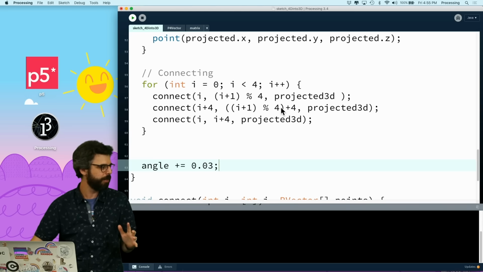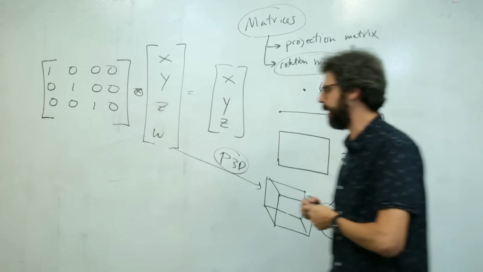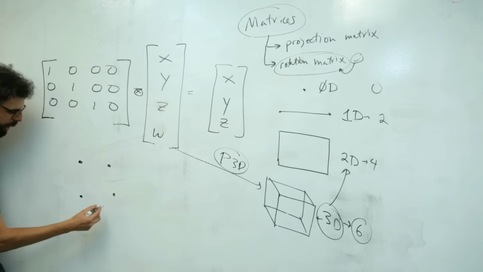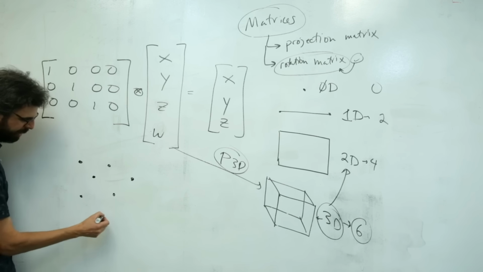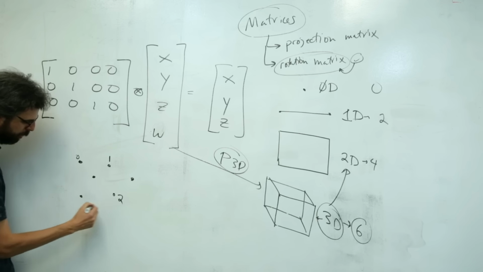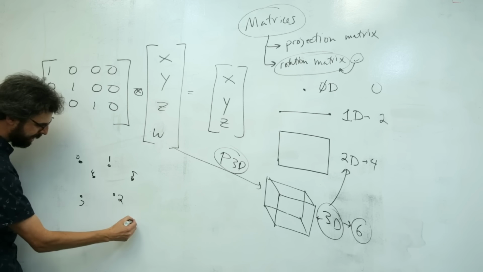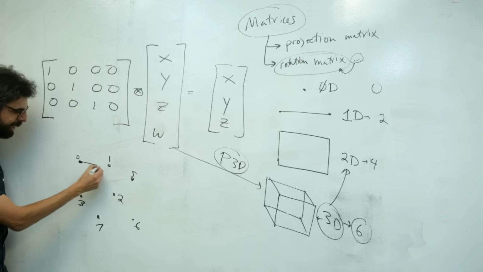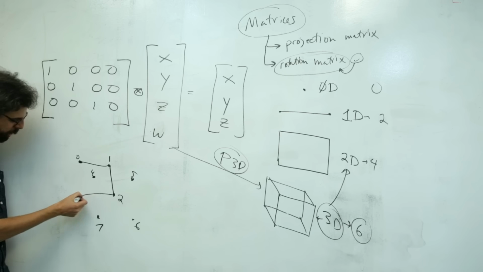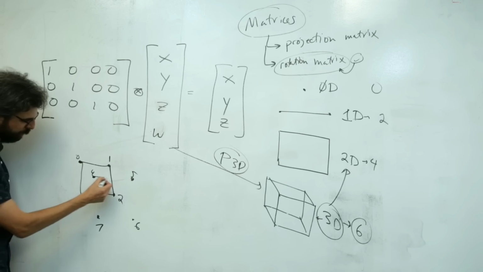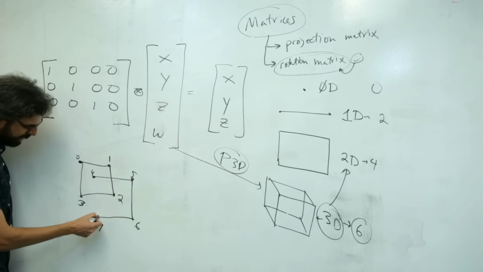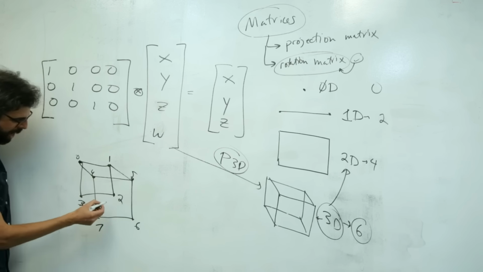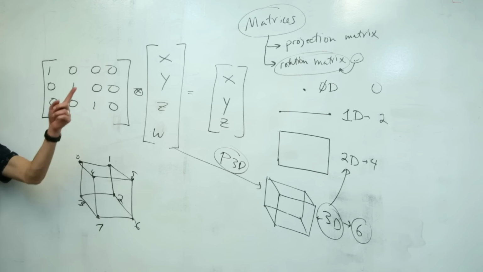But what I'm doing is I basically have points 0, 1, 2, 3, 4, 5, 6, 7. So that function is basically saying connect 0 and 1, connect 1 and 2, connect 2 and 3, connect 3 and 0, connect 4 and 5, connect 5 and 6, connect 6 and 7, connect 7 and 4, and then connect 0 and 4, 1 and 5, 2 and 6, 3 and 7. That's what that function is doing.